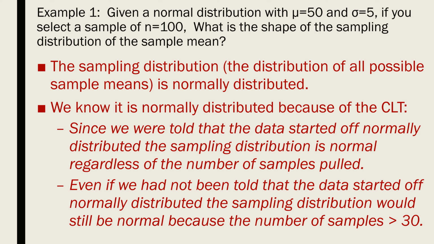Even if we had not been told that the data start off normally distributed, the sampling distribution would still be normal because the number of samples is larger than 30. Pay attention here. We have a sample size equals 100, which is way larger than 30.